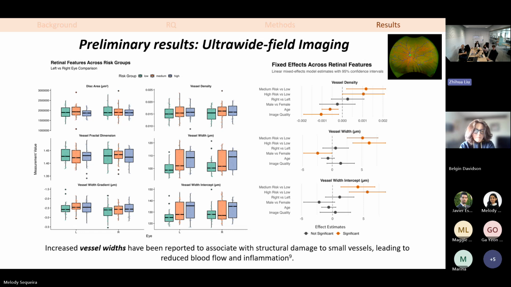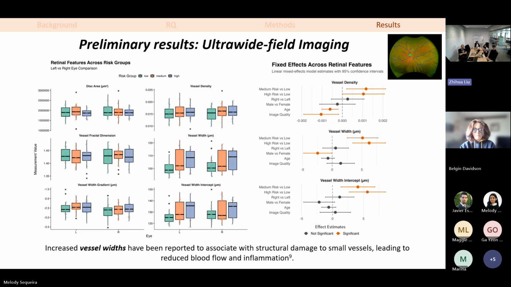And once again, running linear mixed effects, we see vessel density as high in the high and medium risk groups compared to the low risk group. But quite interestingly, vessel width also increases in people with high risk compared to low risk. And so does the vessel width intercept, which is the vessel width at the optic disc.